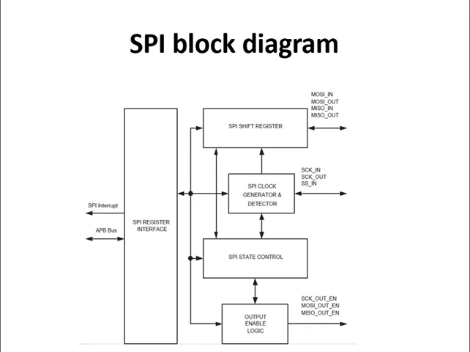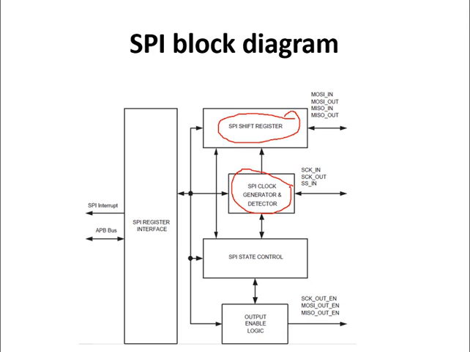Then we will see the block diagram of the SPI available in LPC2148. So what is SPI? Serial Peripheral Interface. You can see that a total of 5 blocks are there. The first one is the SPI shift register, which will convert parallel data into serial and serial data into parallel. Then one more block is there, the SPI clock generator and detector.